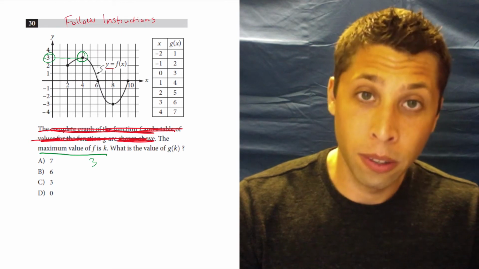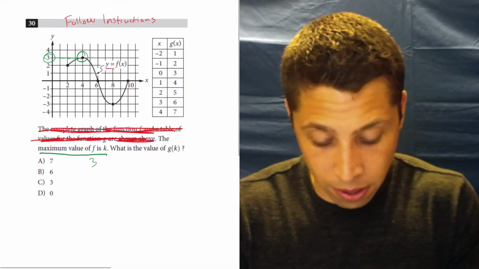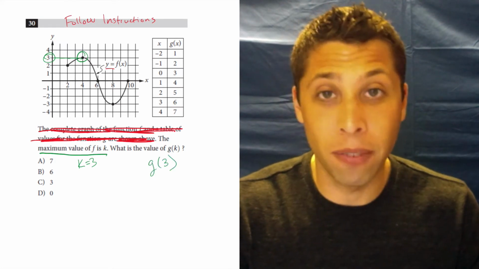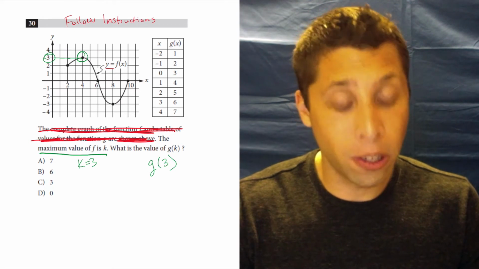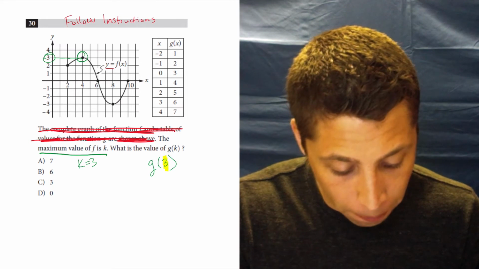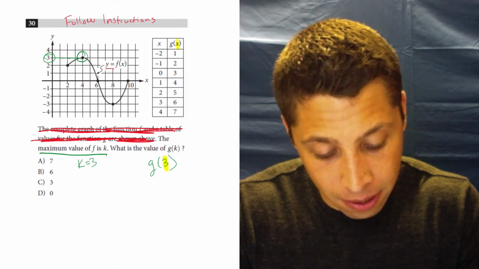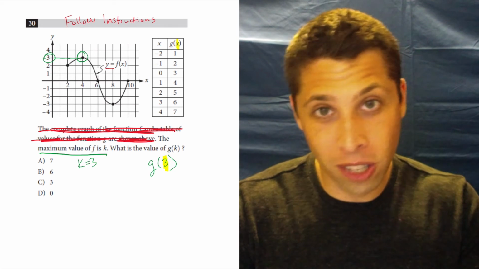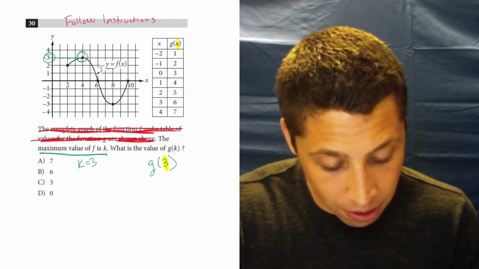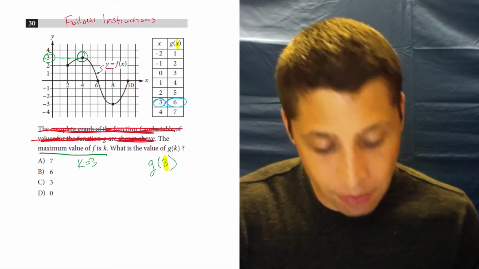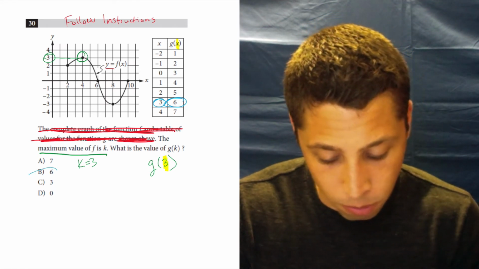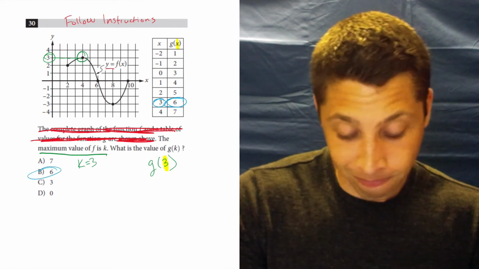What is the value of g of k? And so if k is 3, then g of k means we're doing g of 3. And so if we know what function notation means, what we're doing is we see that 3 is in place of the x. So we should see what happens when the x is 3. So when the x is 3, right here, we have this value of g of x, which is kind of like the y value of 6. So 6. And that's the answer.